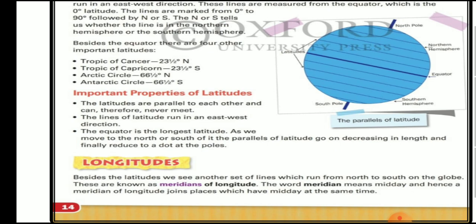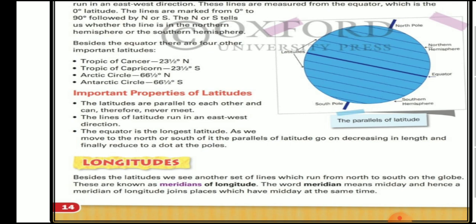Important properties of latitude: the latitudes are parallel to each other and can therefore never meet. The lines of latitude run in an east to west direction. The equator is the longest latitude.